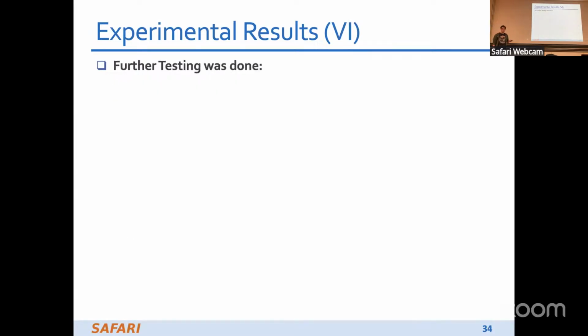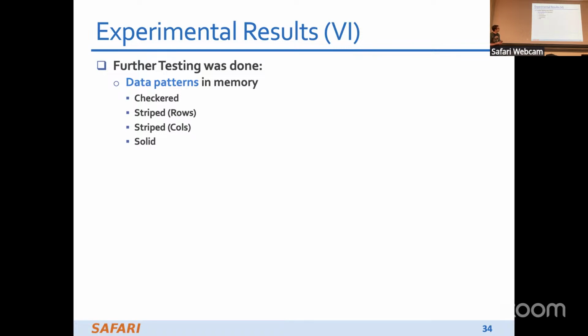They have also performed some further testing, which I will not present here for brevity, but they have tested several data patterns for the memory, which just means what they preload the memory with before they perform their testing. So they've used a checkered pattern. It's just a pattern of 1s and 0s alternating like a chessboard. They have used stripes, rows and columns striped with 1s and 0s, and they have used solid blocks of just all 1s or all 0s.